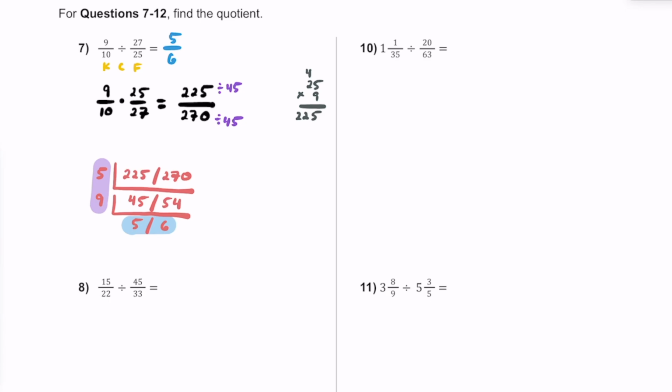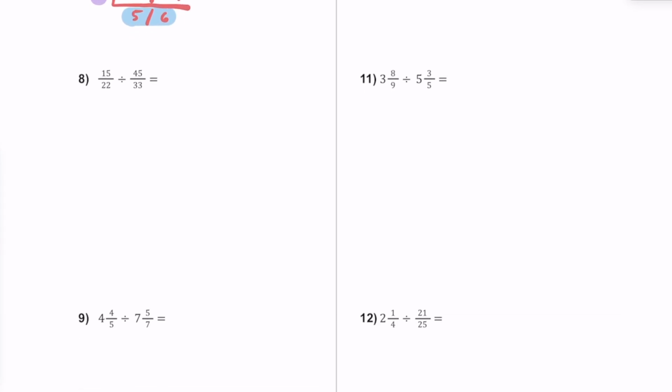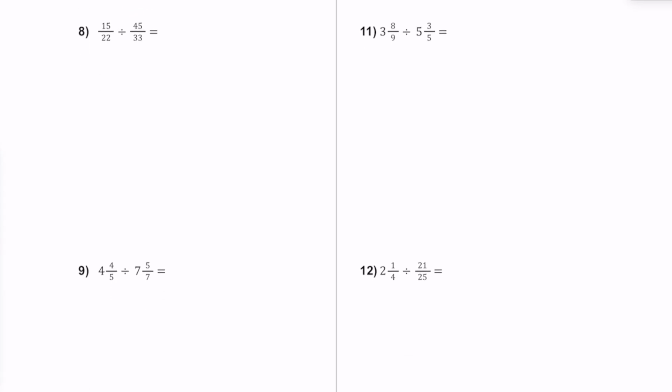All right, let's go ahead and try out number 8 here. For number 8, we have 15 over 22 divided by 45 over 33. Right off the bat, we do really like that they're both in improper form, so we don't have to do any converting forms here. So let's go ahead and just rewrite this as a multiplication problem. So we're going to keep this first fraction, change division to multiplication, and then flip this fraction upside down. So we'll have 15 over 22, and change the division to multiplication. And let's go ahead and flip this second fraction, or write the reciprocal of it, and that's going to be 33 over 45.